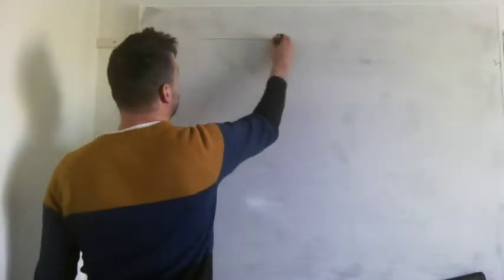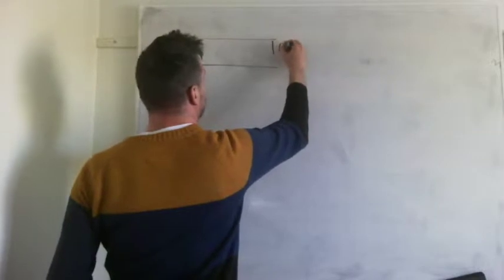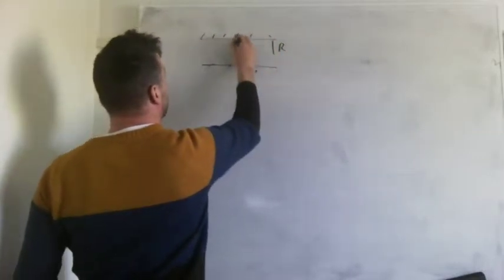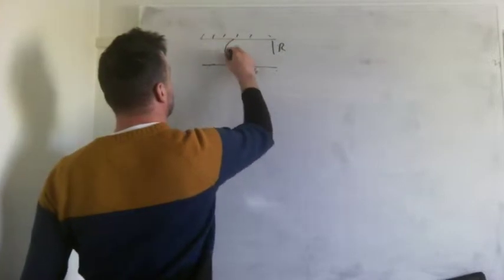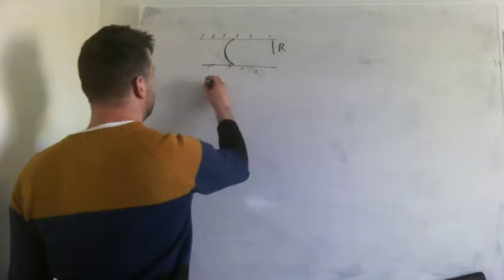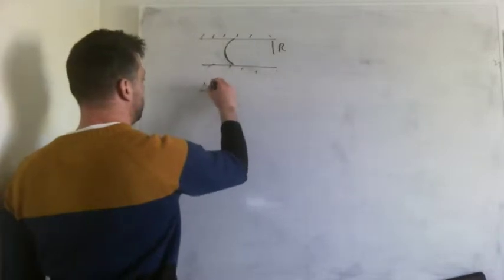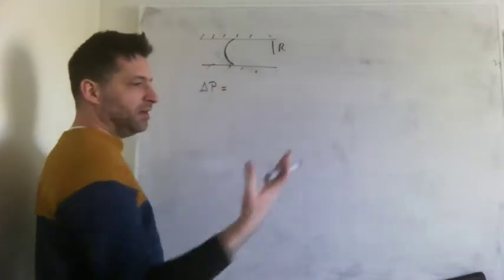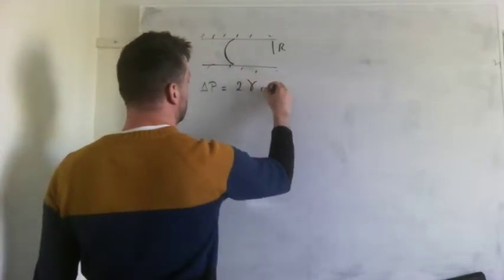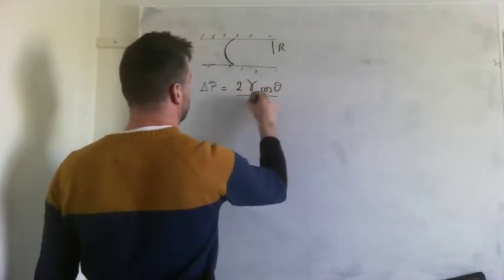If I have a capillary with a radius r, a filling front, I have just calculated that I have a capillary pressure drop here, or a capillary pressure equals 2 gamma cosinus theta over r.